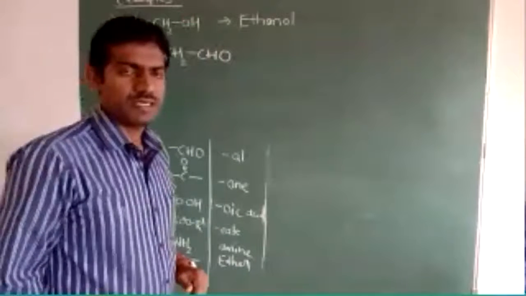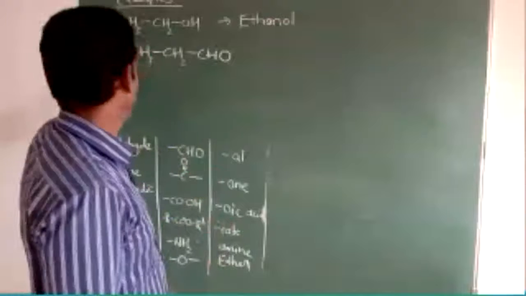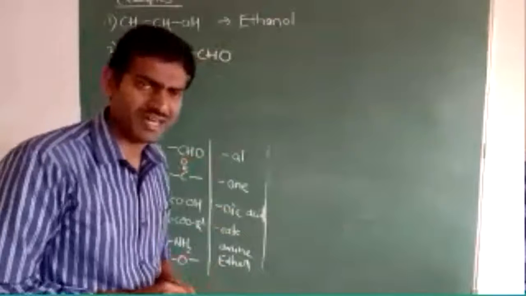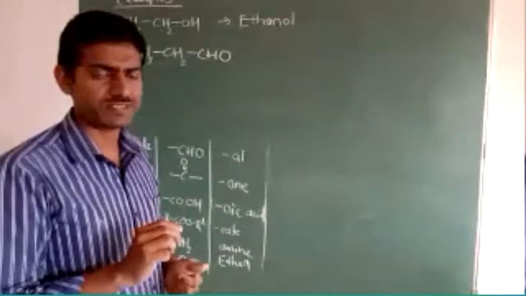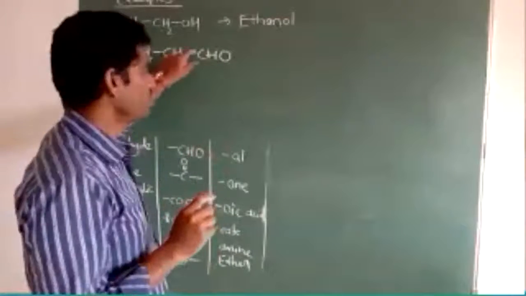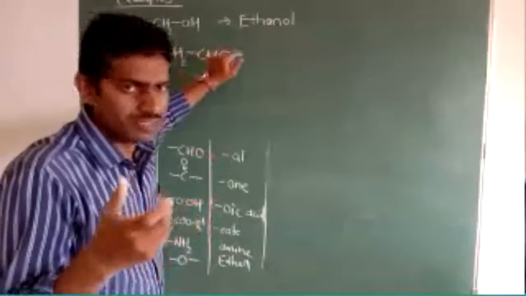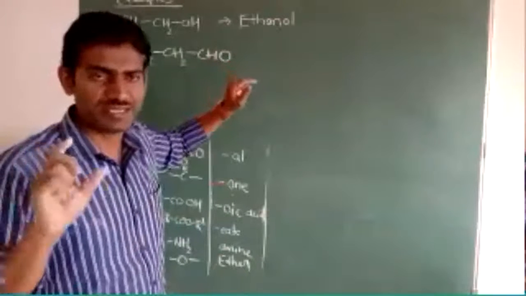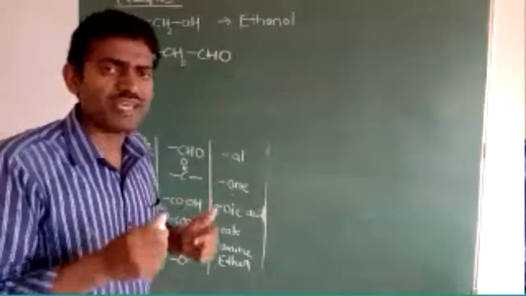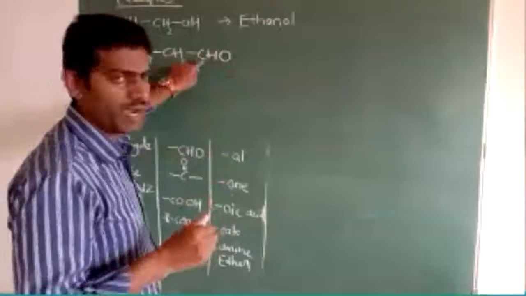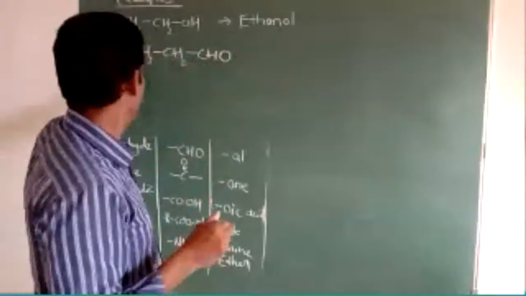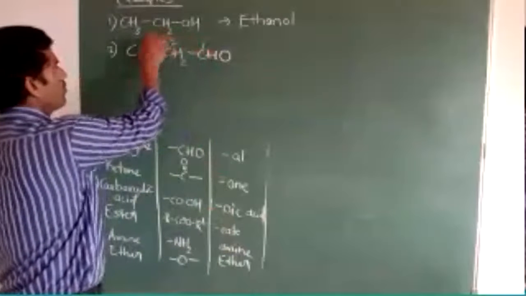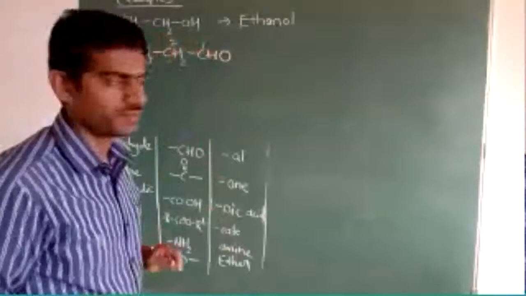Next. Second example. CH3, CH2, CHO. So total how many carbon atoms are there? There are 3 carbon atoms. One more thing: if the chain is having a carbon atom in the functional group, you should consider it in the parent chain. So here, how many carbon atoms are there total? 1, 2, and this one 3.